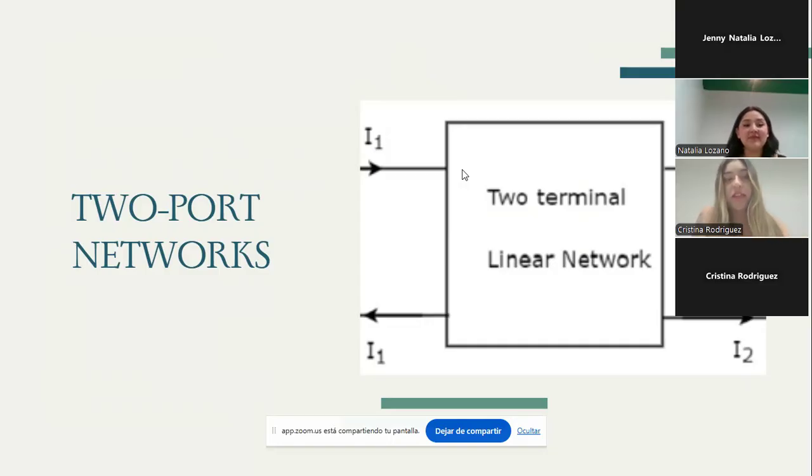Let's start from the very basics. A port in electrical engineering is defined as a pair of terminals through which current enters and exits. The key point is that the current entering one terminal must be equal in magnitude and opposite in direction to the current leaving the other terminal. This ensures the port satisfies the current continuity condition, which is essential for proper analysis.